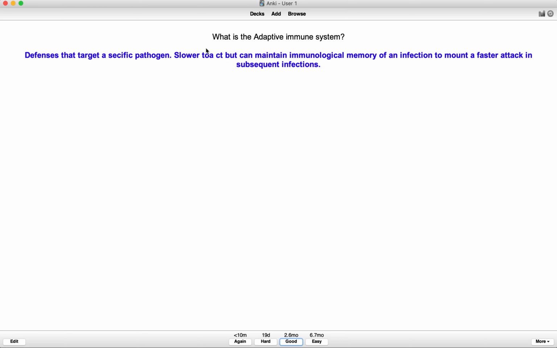What is the adaptive immune system? Defenses that target a specific pathogen, slower to act, but they maintain a memory of an infection for subsequent infections. So there is specific targeting of a pathogen, slower to act, but it maintains a memory so that when there's a subsequent infection, it's a lot faster to attack.